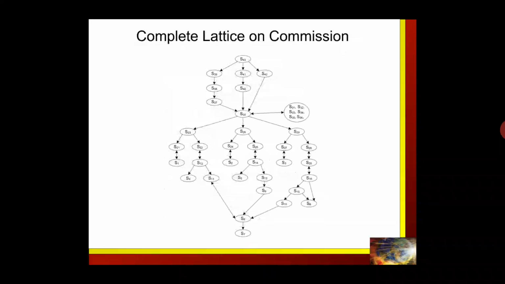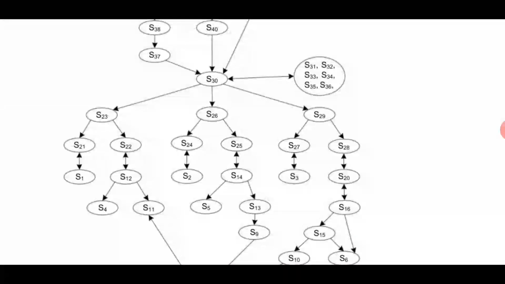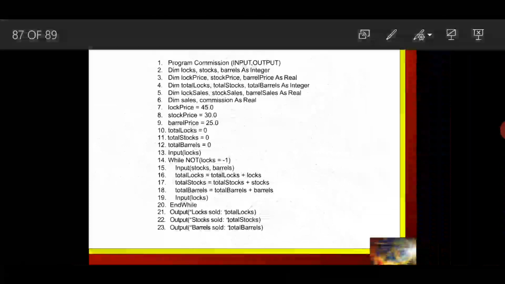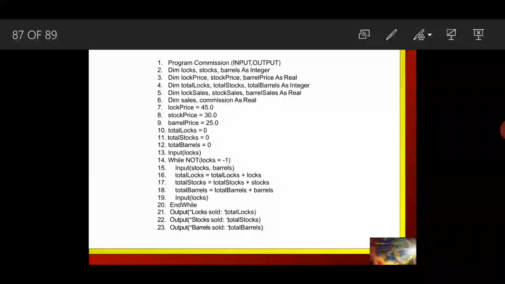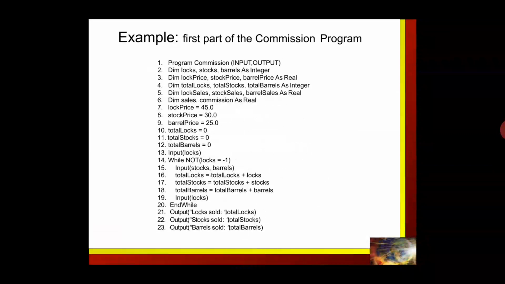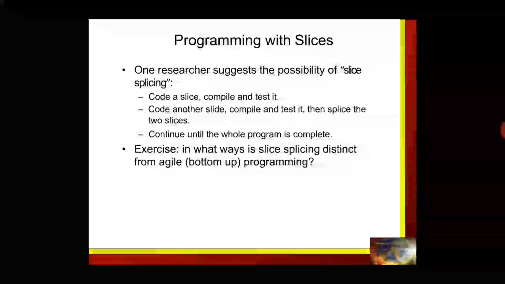Under 30 we also have 31, 32, 33, 34, 24, and 23, right? So S30 is again divided into three slices: S23, S26, S29. 23, 26, and 29, right? In this way we define different variables for that. So this is your slice based testing. Okay, thank you.